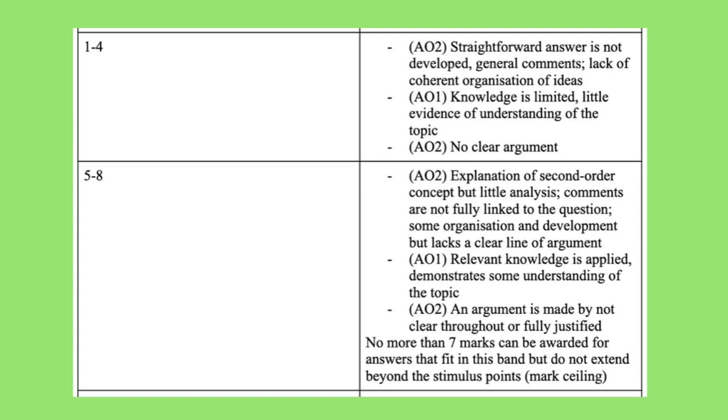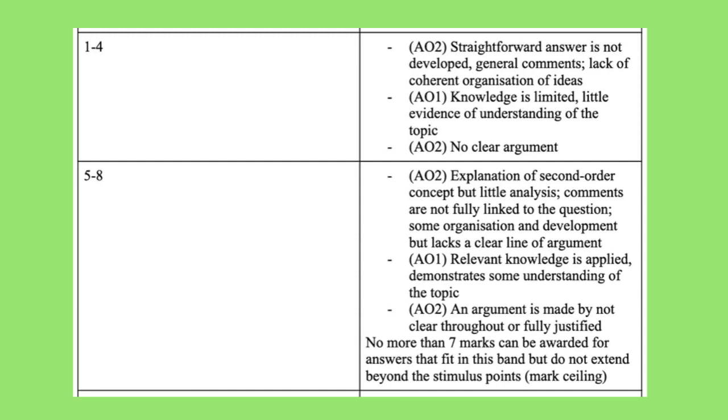Now let's take a look at the bottom 2 bands for this question. You'll notice that within each band there are 4 marks available. And on the right hand side there are 3 bullet points, so the examiner will determine how many of those 4 marks you get by looking at those bullet points. The first bullet point is for AO2, the second one is for AO1, and the third one is for AO2 again. Now it's important that you know that the examiner will look at the first 2 bullet points to decide on the first 3 marks.